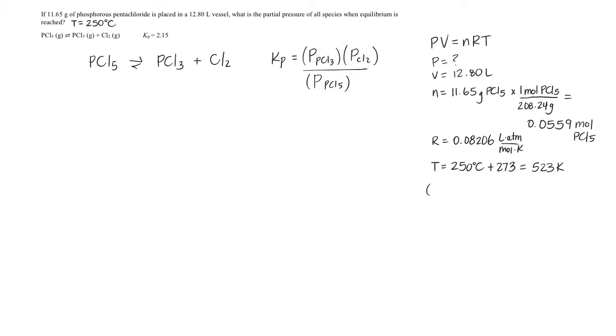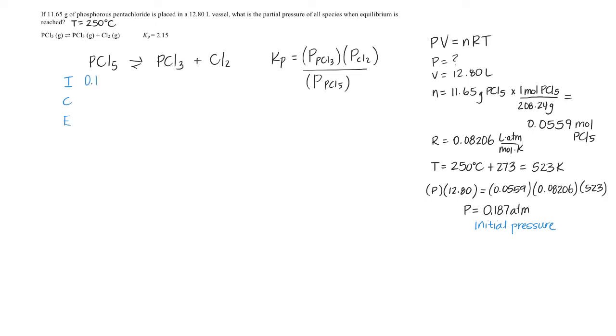We can plug into the ideal gas law. P times 12.80 equals 0.0559 times 0.08206 times 523, and find that P is equal to 0.187 atmospheres. This is the initial pressure of PCl5, which we can now use to set up our ICE chart.